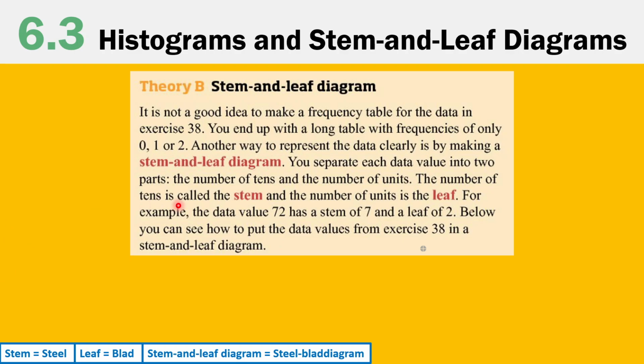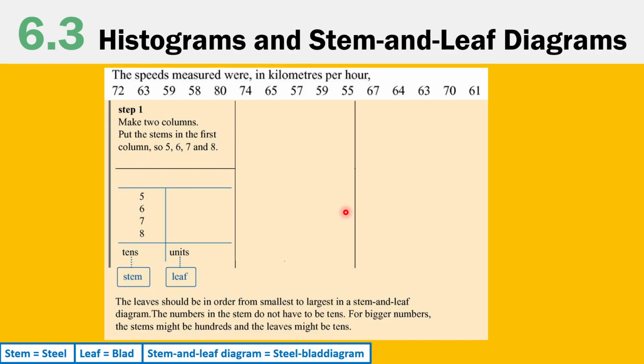How we're going to do that, we're going to separate each data value into two parts. The first number and the second number, or the so-called stem and leaf, the stam en het blad. That's going to be very abstract, so let me just show how you're going to do that. You're going to make two columns.